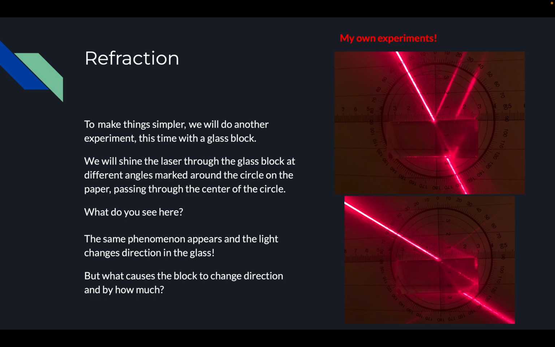But what do you see here? The same phenomenon appears and the light will change direction in the glass, which means that the material or the glass is causing the light to change direction, and the shape of the material, rather the lenses or the prism, controls where the light goes. But really fundamentally, what causes the light to change direction and by how much?